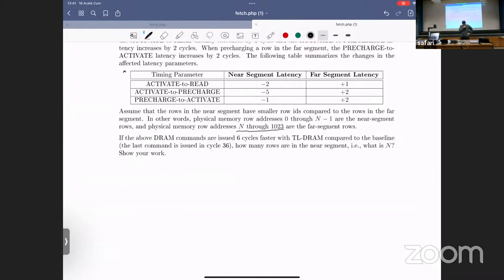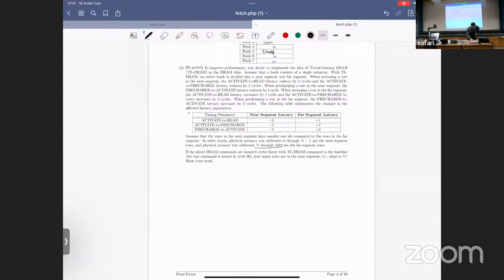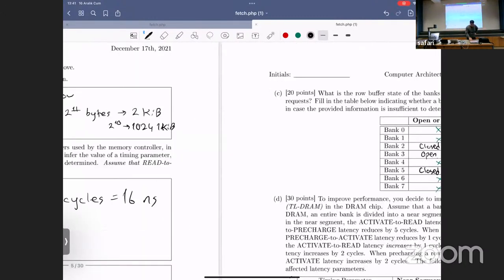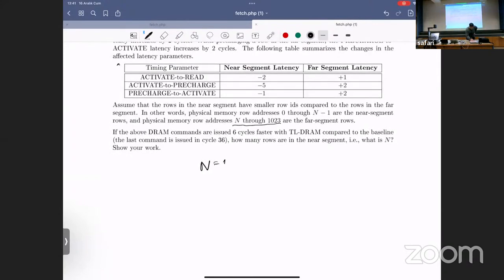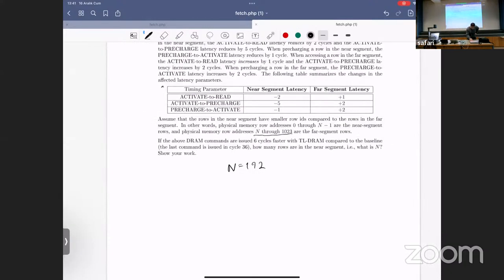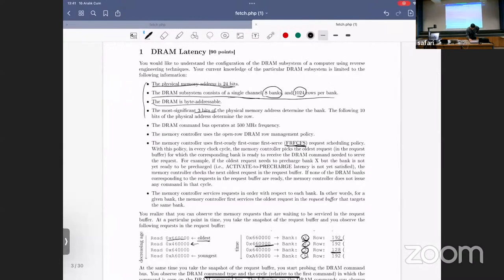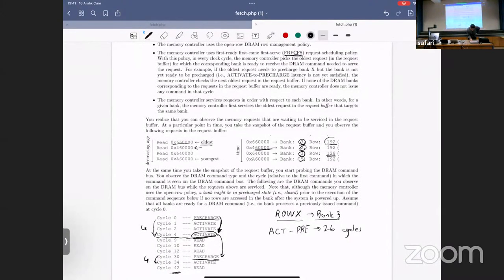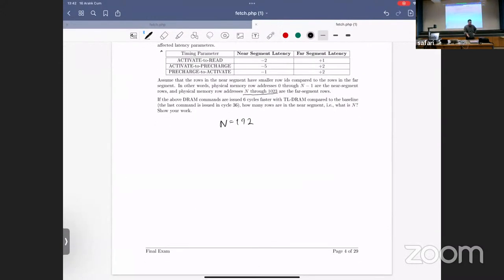So I think there are a few things you can do here, but I will start by assuming that all the rows here target the near segment rows, because we need to have a lower latency now. And the only way to do it is to at least put some of the requests in the near segment, right? So let's put everything in the near segment and see what happens. That is, we are setting N equals 192 and see what happens to the new latencies. And N is 192 because the request that targets the row with the largest ID is 192. So if N is 192, every row accessed by these requests is in the near segment.